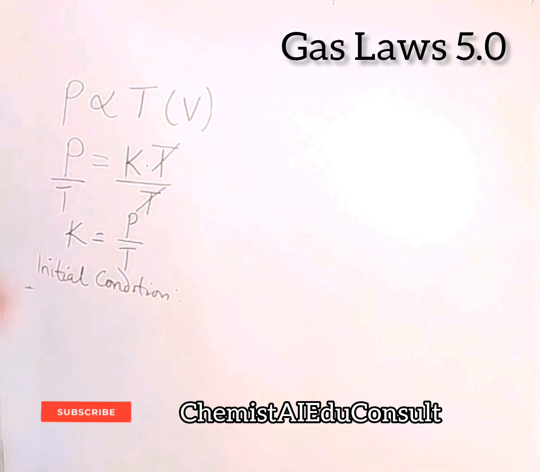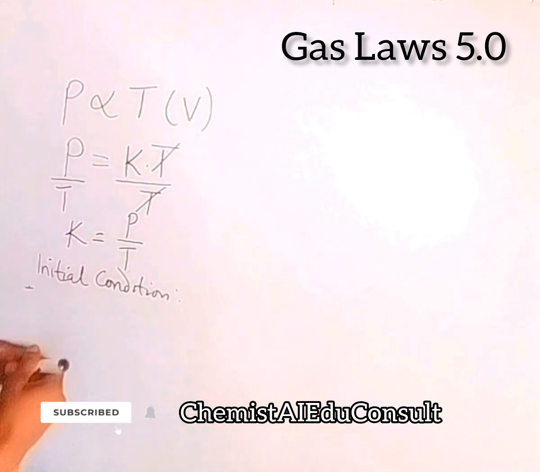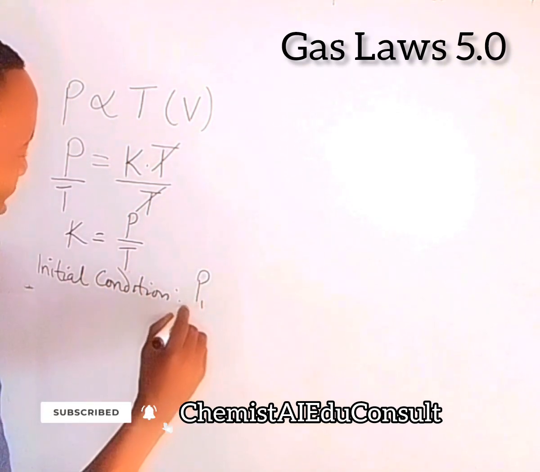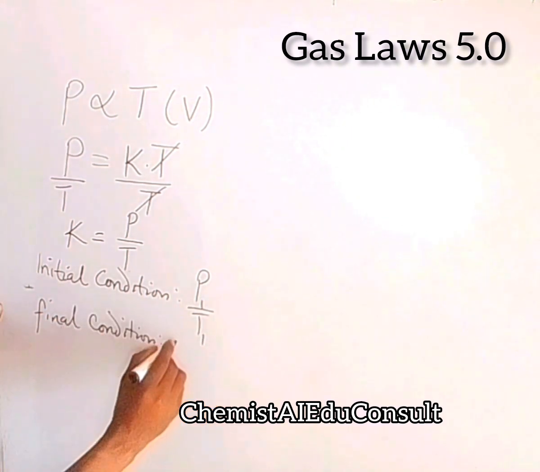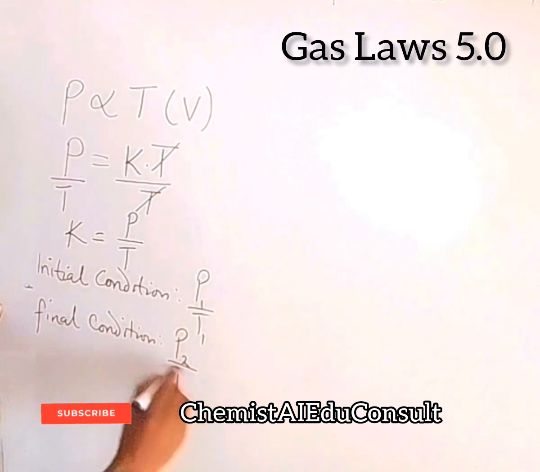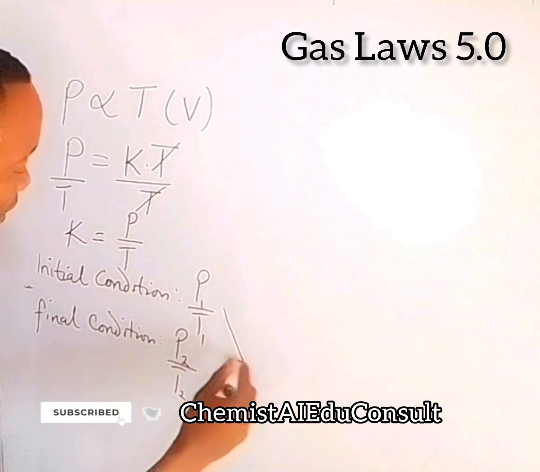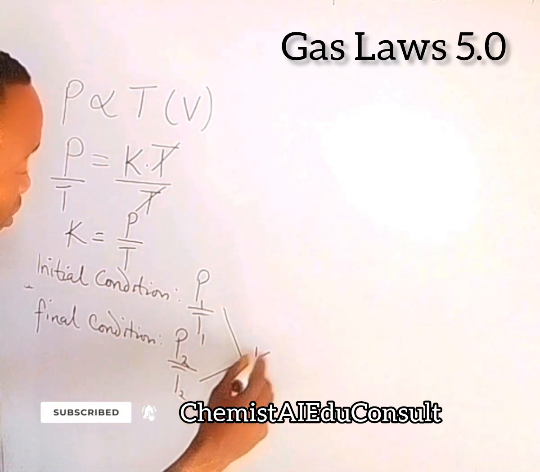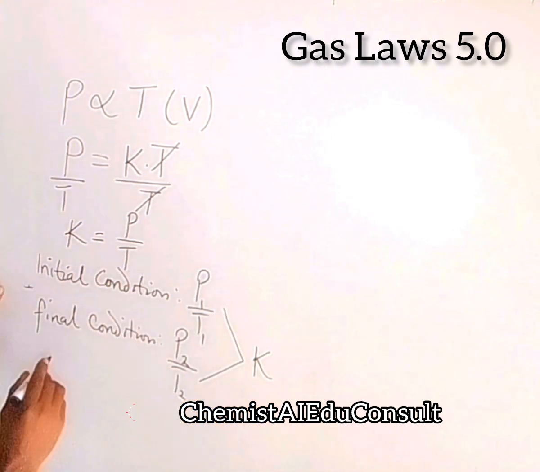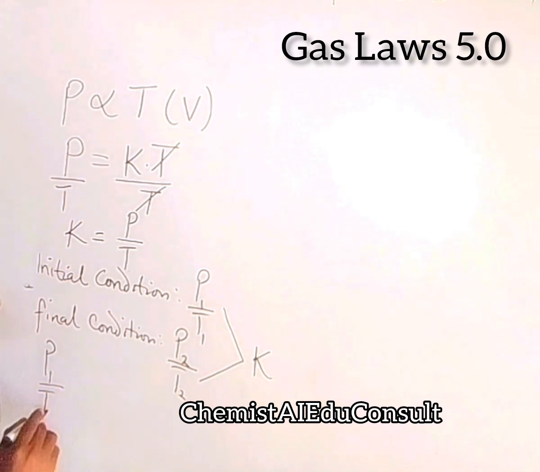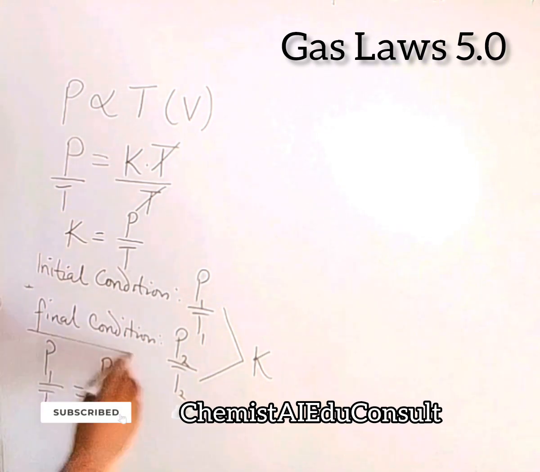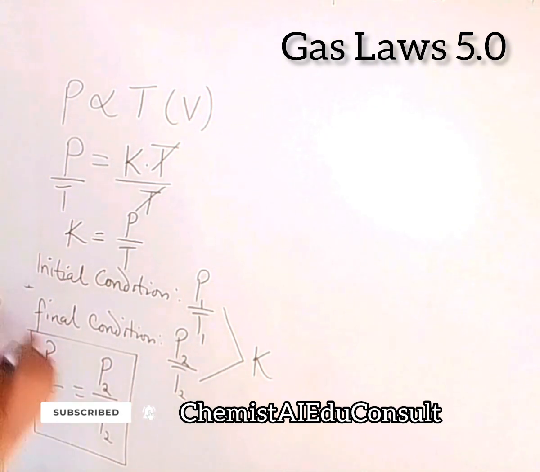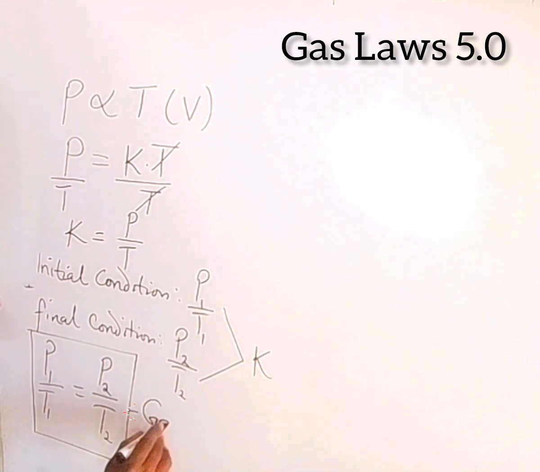At initial condition of pressure and temperature, we have P1 over T1. At final condition, we have P2 over T2. And both of these are equal to the constant. Therefore, P1 over T1 equals P2 over T2. And this equation is called Gay-Lussac's law.